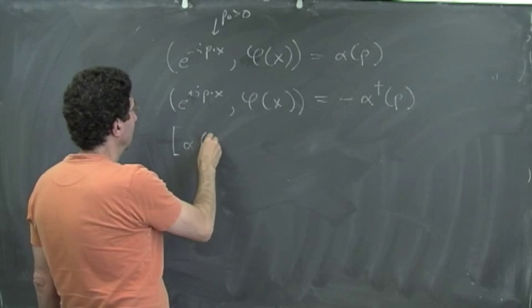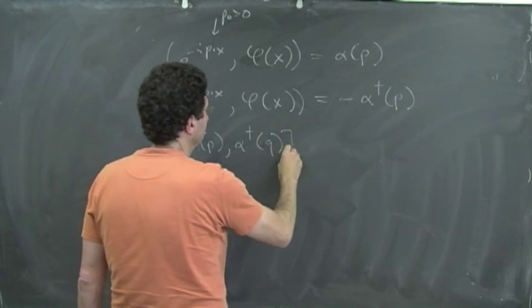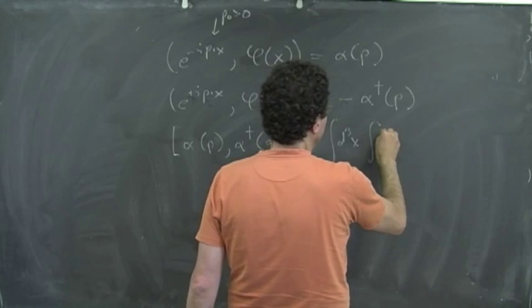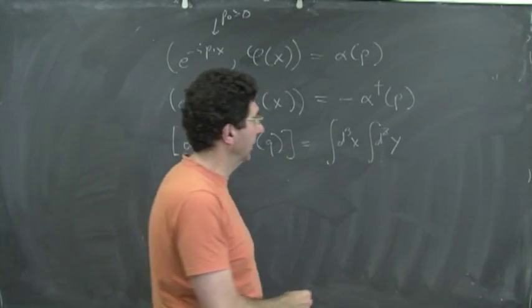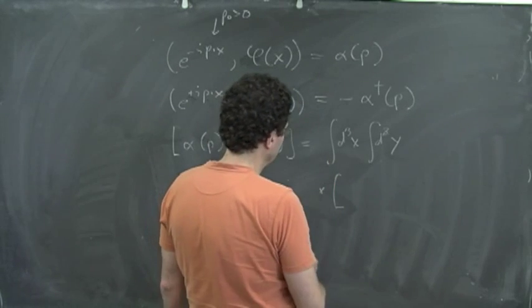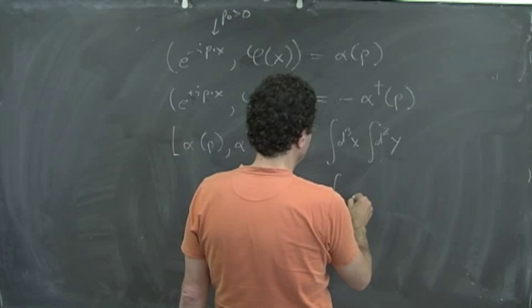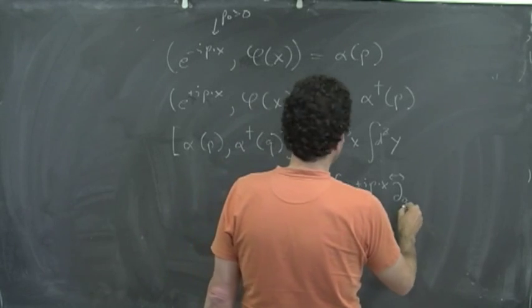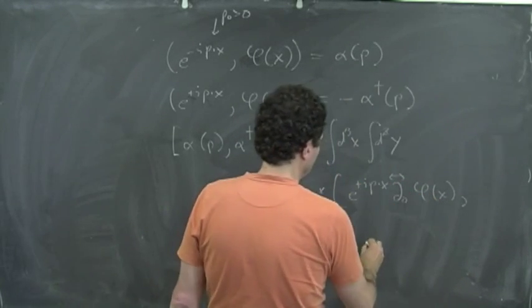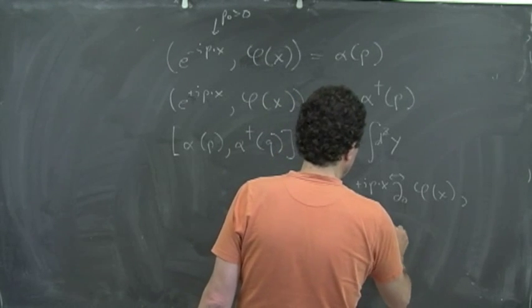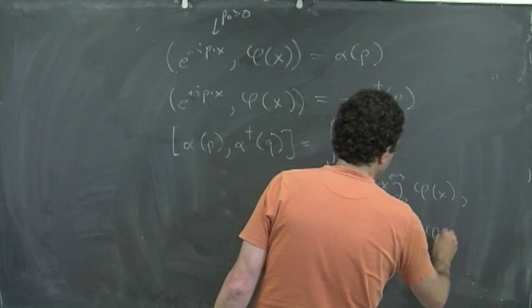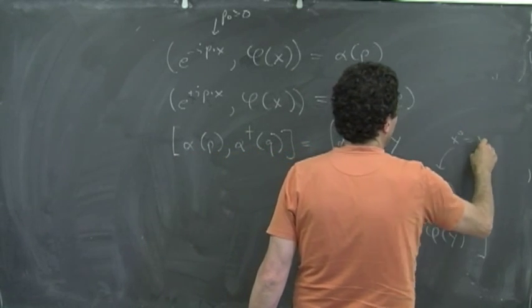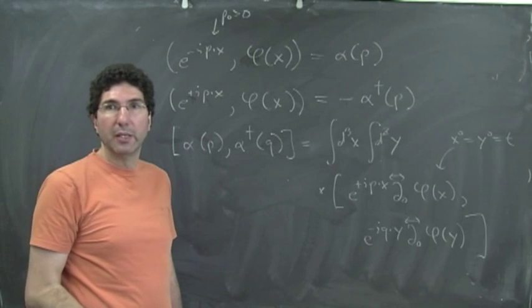So I can compute the commutator of alpha of p and alpha dagger of q. What do I have? I have the integral d cubed x, and integral d cubed y. Then I have to put in e to the plus i p dot x and a d0, this two-sided derivative, times phi of x, commutator with e to the minus i q dot y, time derivative here, phi of y. What's implicit here is that x0 and y0 are both t, as per the definition.